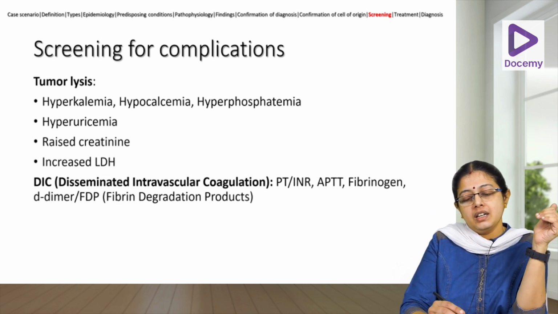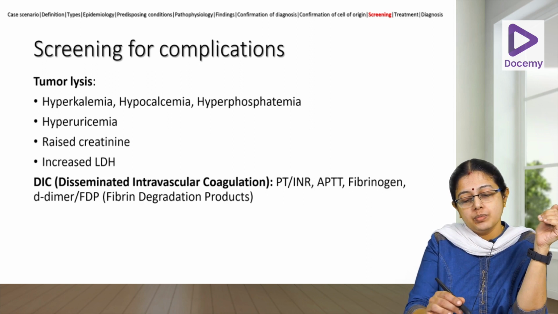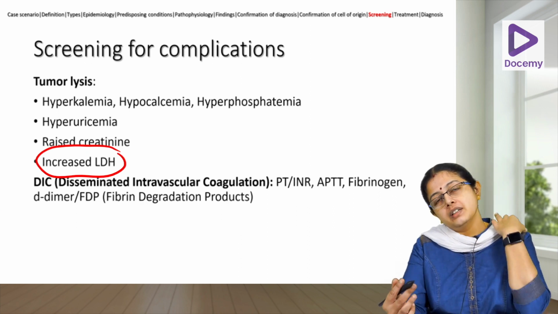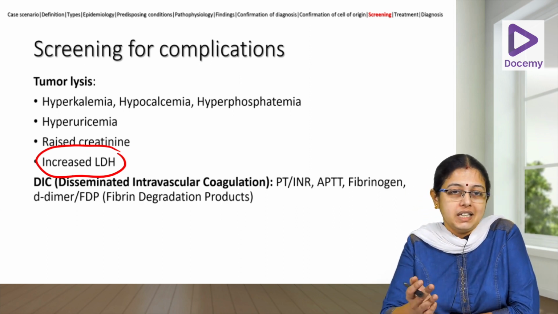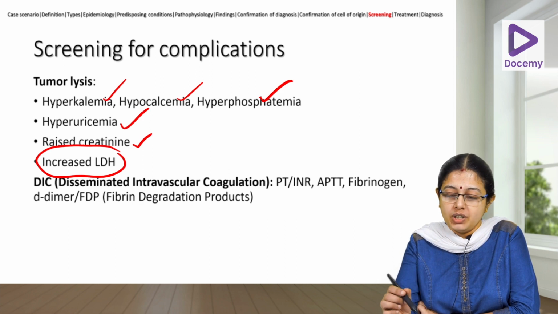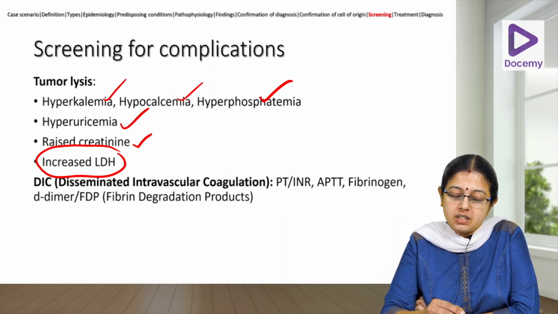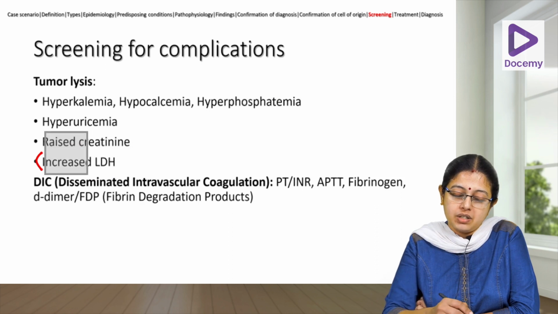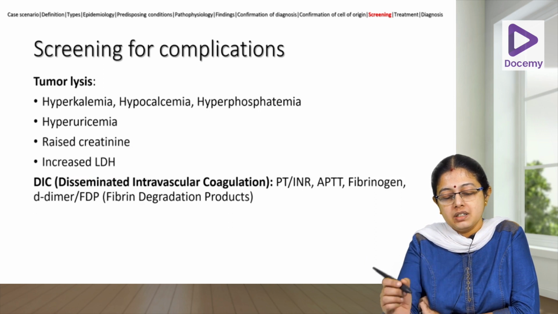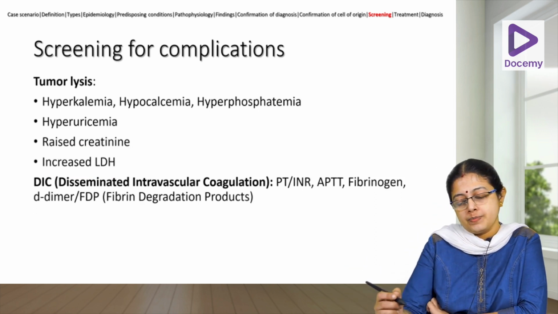creatinine, and the increased proliferation within the bone marrow is seen in the LDH, increased high LDH. So you could have a hyperkalemia, hypocalcemia, hyperphosphatemia, hypocalcemia, not hypercalcemia, and hyperuricemia, and raised creatinine because of all this. Okay. So tumor lysis is one of the fatal complications of acute lymphoblastic leukemia, which if identified early and treated early could salvage the life of the patient.